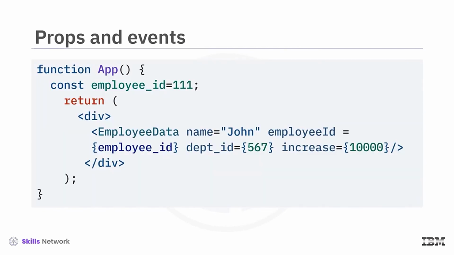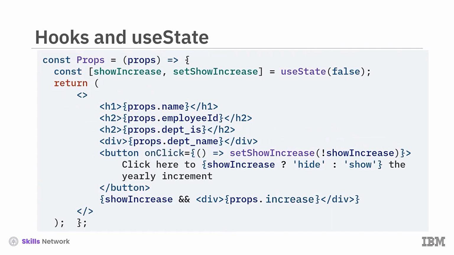Let's also consider using event handling with props as an example. In this app example, we pass an attribute named increase with a value of $10,000. In this component named props, the useState hook manages the state of the showIncrease value. Showing an increase determines whether or not to display the annual salary increase information. Hooks and states are important parts of React function components.